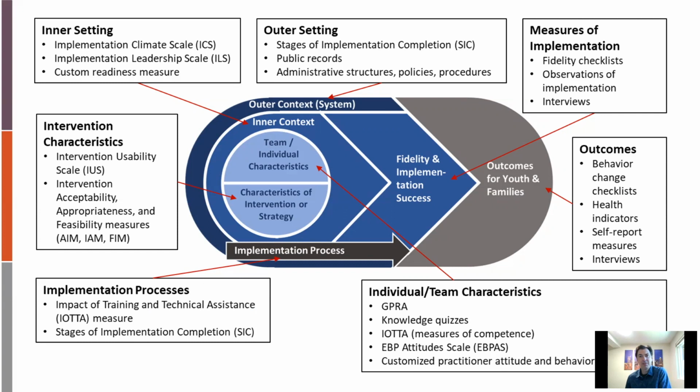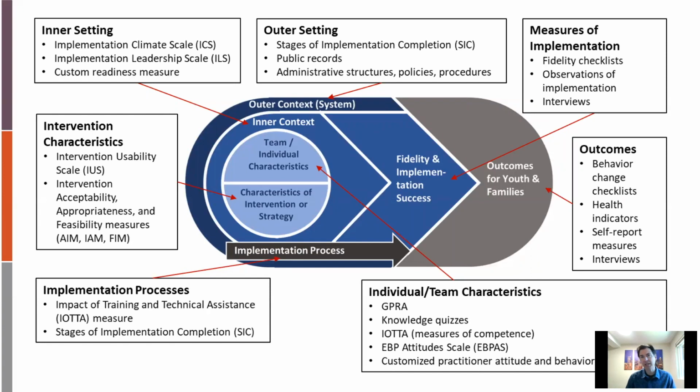Outcomes, again, kind of following the same path. I'm going to highlight just a couple of these. We've looked at things like behavior change checklists, health indicators, self-report measures, oftentimes the most convenient to use, but oftentimes we'll try to dig deeper. Interviews as well, with people who are actually benefiting from, or at the very least, the people who have implemented, to get some information about the actual outcomes, in our case for youth or families or other kinds of clients or patients.